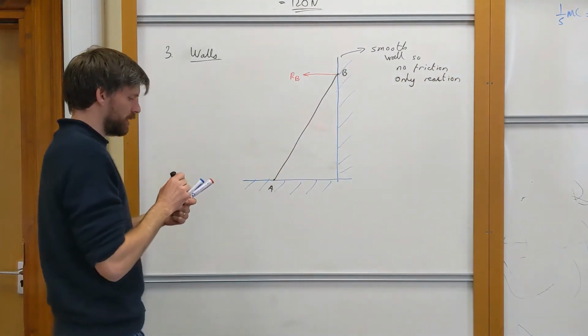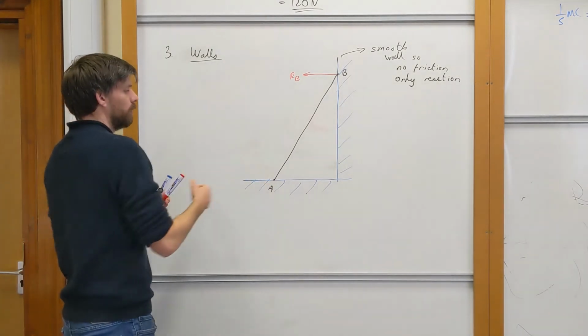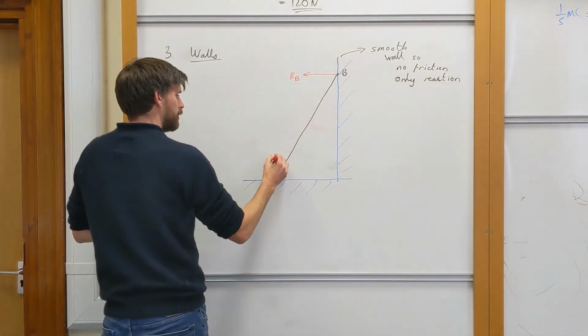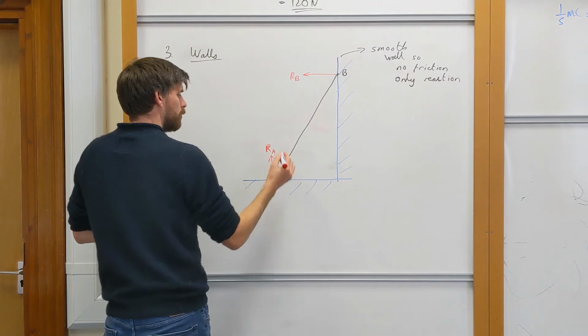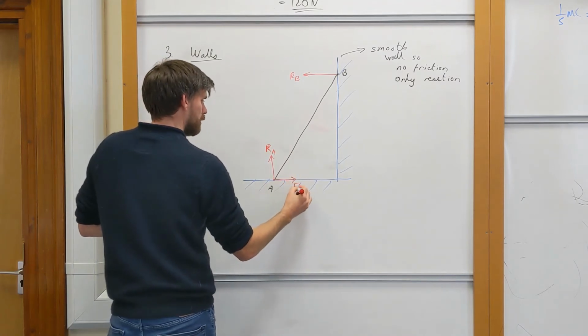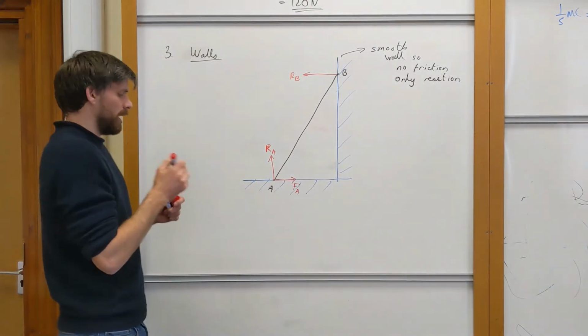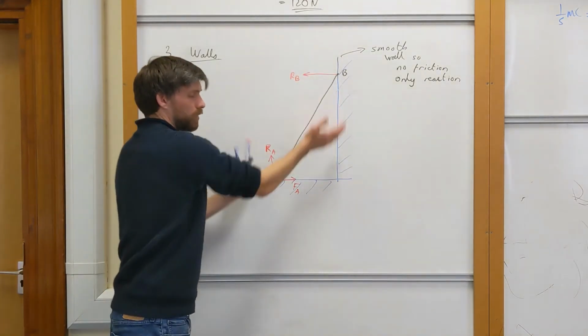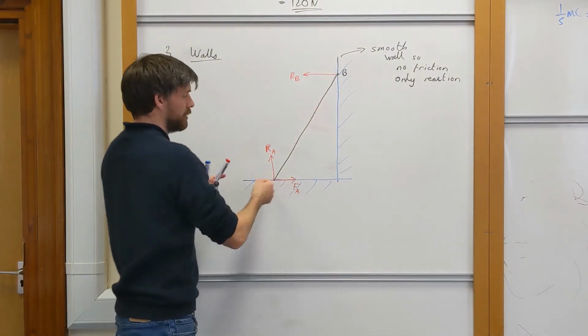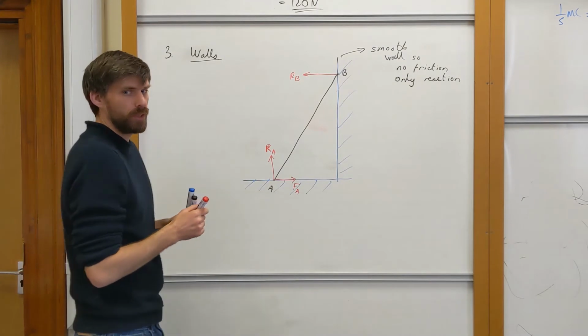Okay, you're told it's a rough floor. Well, that means we've got a reaction at A, but we're also going to have a friction at A as well. If you think logically, the ladder is going to want to fall down that way, so the friction is going to hold it in place.